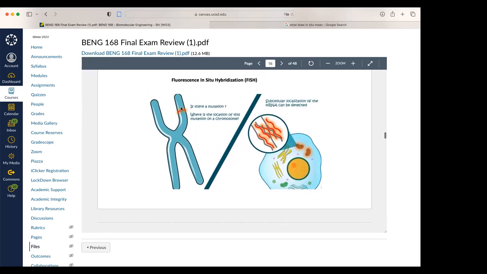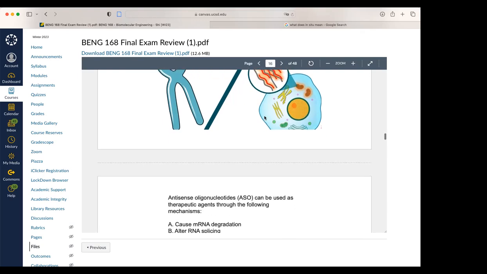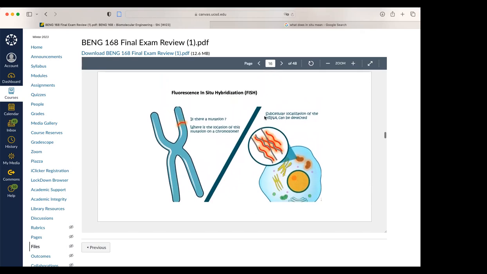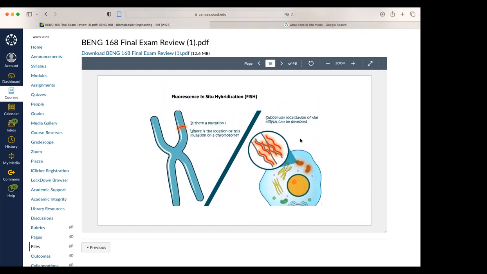Yeah, you can use it to identify whether or not there is a specific mutation. It can be used in a binary fashion, where it's like, does my cell have this specific mutation or not? And then it can also be used to give you the subcellular localization information of typically RNA. So the left is basically DNA FISH, and the right is like using it as mRNA FISH.